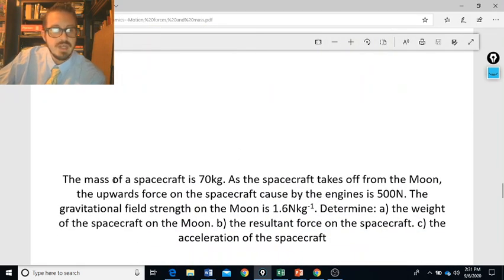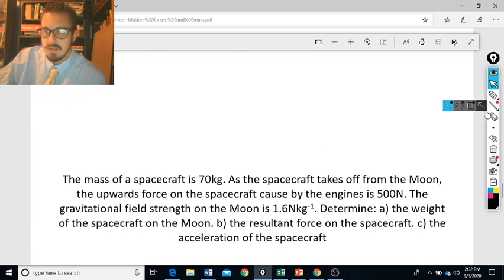Here's an example. It says the mass of a spacecraft is 70 kilograms. As the spacecraft takes off from the moon, the upwards force on the spacecraft caused by the engines is 500 newtons. The gravitational field strength on the moon is 1.6 newtons per kilogram, right? Another way to think about the acceleration due to gravity or the strength of the gravity field in newtons per kilogram. It wants us to determine A, the weight of the spacecraft on the moon, B, the resultant force on the spacecraft, and finally C, the acceleration of the spacecraft. All right, let's go ahead and grab a writing tool and work through this.